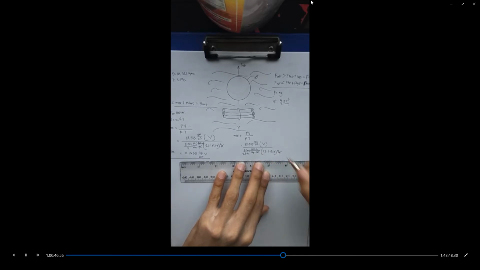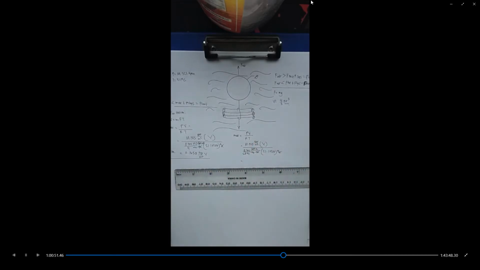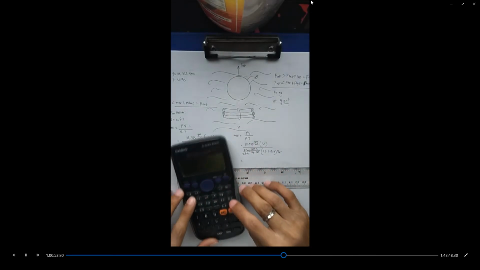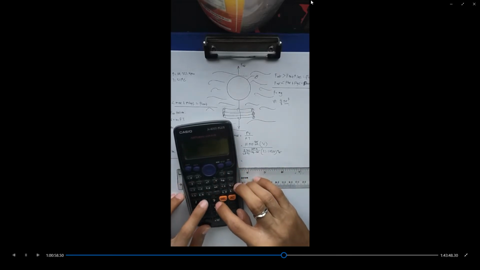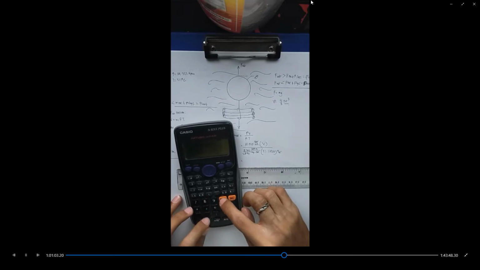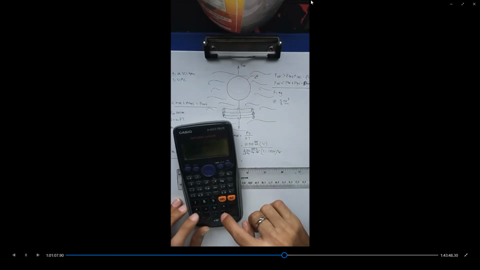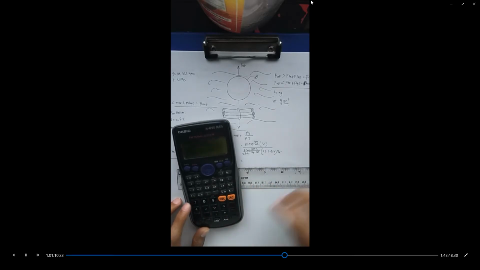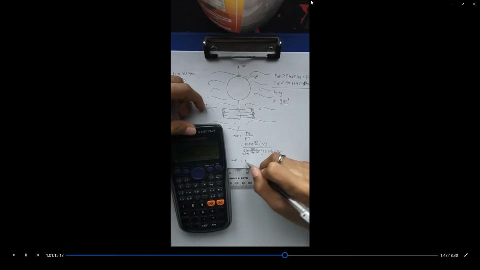So cancel units, cancel kilonewton, and kilogram will flip to the top, and meter squared will be multiplied to meter. Now it will become 101.325 divided by 8.314 over 28.97 times 21.1 plus 273. Now the mass of air being displaced is 1.2005 kilogram per meter cube volume.